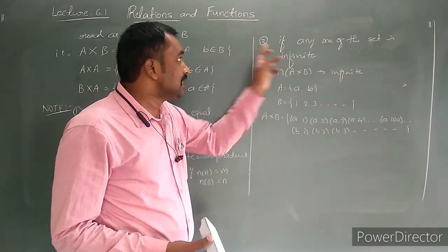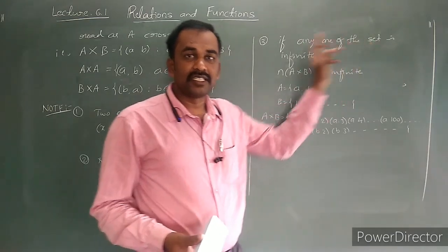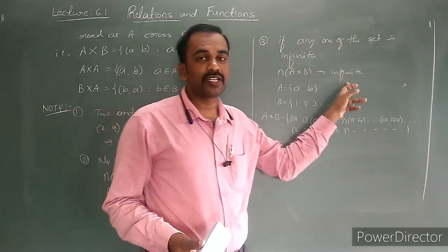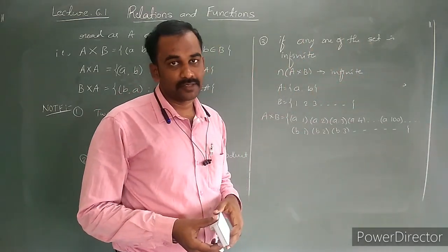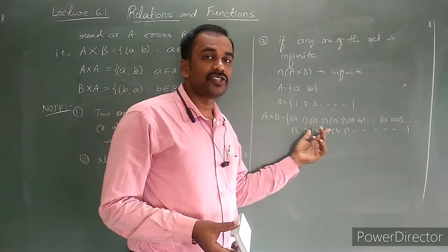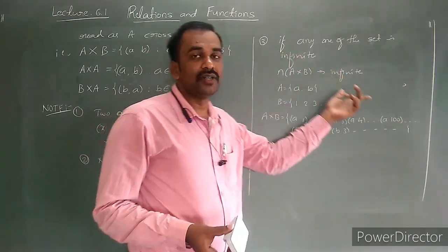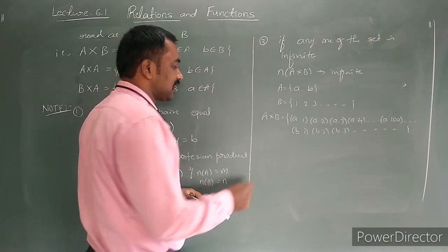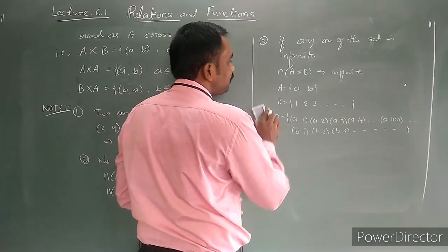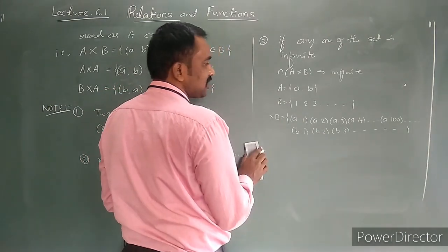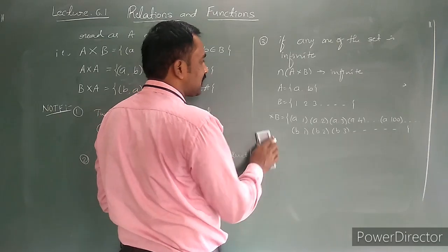What is the third note? If any one of the sets is infinite, then the Cartesian product is also infinite. Cartesian product means the collection of all the ordered pairs. That is also an infinite number of ordered pairs. Is that clear? Next, we just mention this example, that will be very clear.